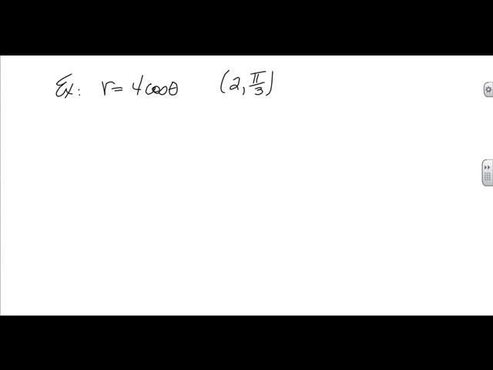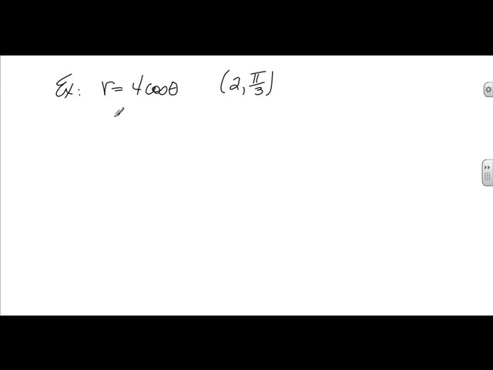Looking at an example where we're going to use the ideas of finding the slope of the line tangent to a curve. If we have r equal to 4 cosine theta, we want to find the slope of the line tangent to the curve at the point 2, pi over 3. Okay, a couple of things we're going to need to get started.